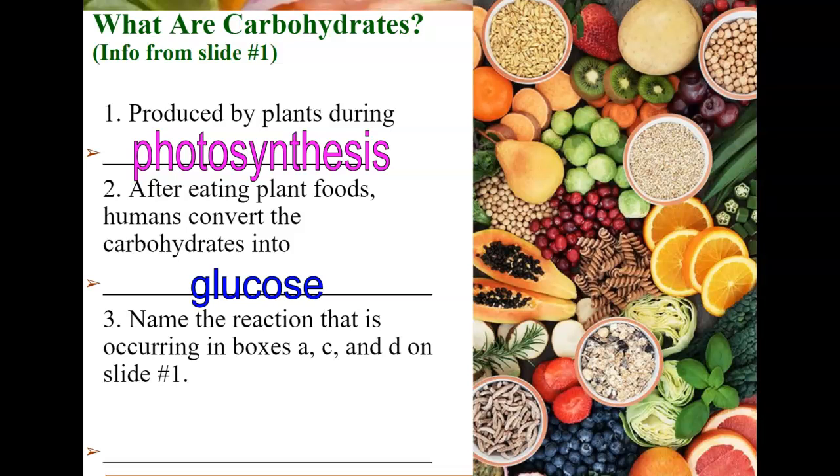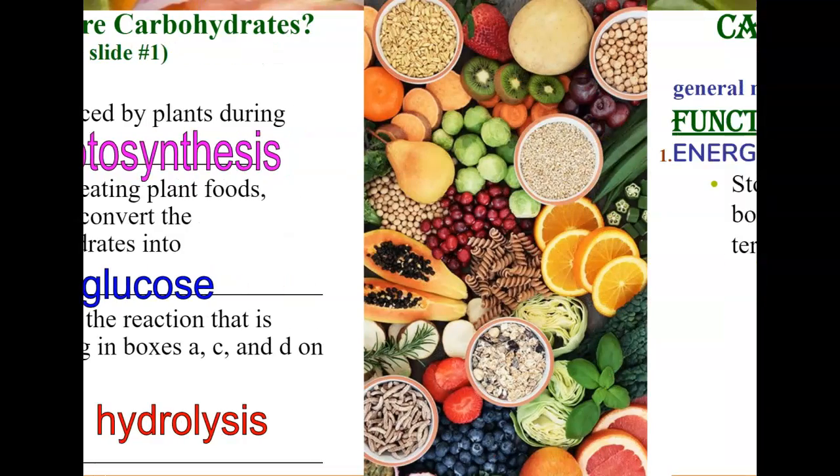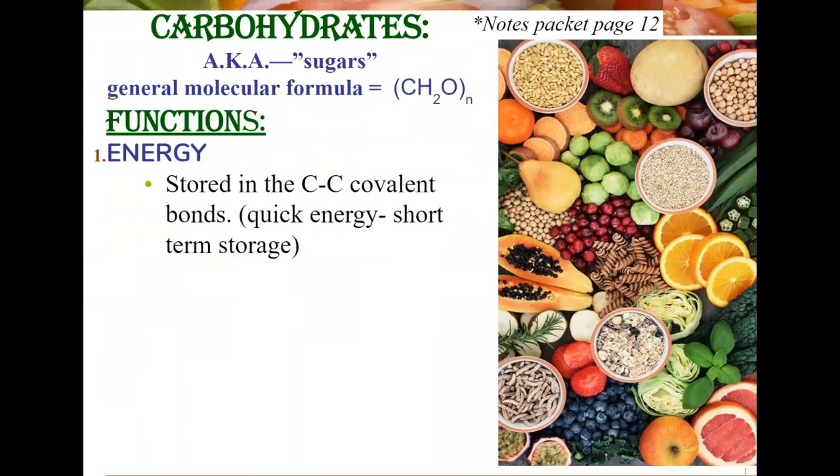Number 3, name the reaction that occurs in boxes A, C, and D on that first slide. So what's going on there, you probably noticed that it was the process of digestion and the reaction that occurs to break down large macromolecules into smaller monomers. That's called hydrolysis. Okay, we're on page 12 in your notes packet, so if you want to turn there, please pause this video at any time if you need more time to write down the notes.